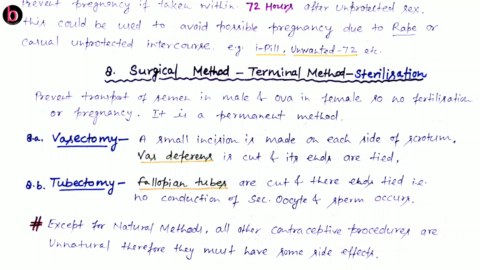After all, when we discuss all these methods of contraception or birth control, broadly we can categorize all these 8 methods into two: natural method and artificial method. So the remaining 7 are all artificial methods. Except the natural method, all other methods of contraception are, as we discussed, unnatural. That's why there may be some side effects.